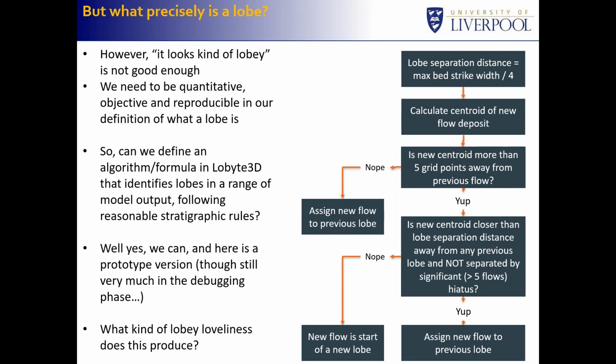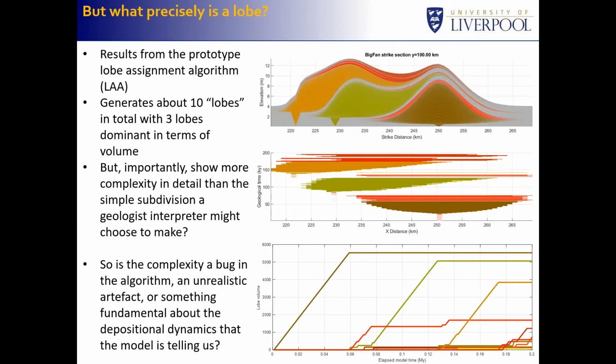So we've got a little flow chart that essentially calculates, when the model run is done, where the lobes are based on the position of one flow after the other, okay? And I won't go into the details of how it does it, but it's basically the position of each flow and whether or not the flow is separated from flows underneath by some sort of mud-prone hiatus. So it's kind of what you would expect as perhaps a reasonable definition. And when we do that, we get something like this. The colors here are showing the different bits of sediment that have been classified as lobes.